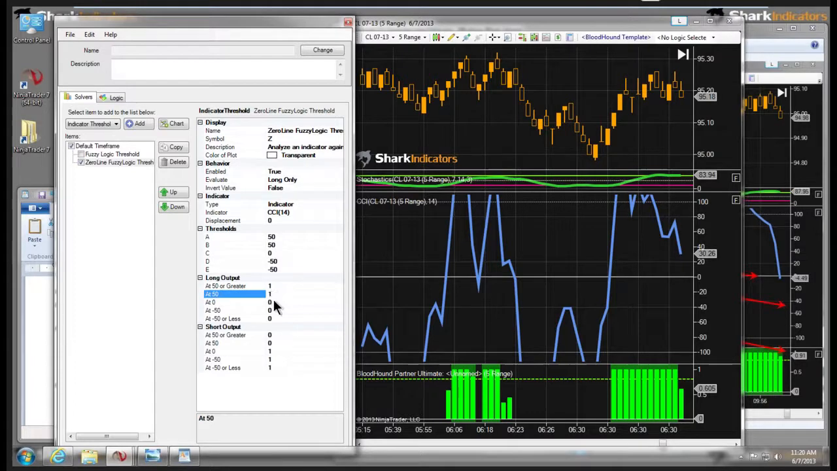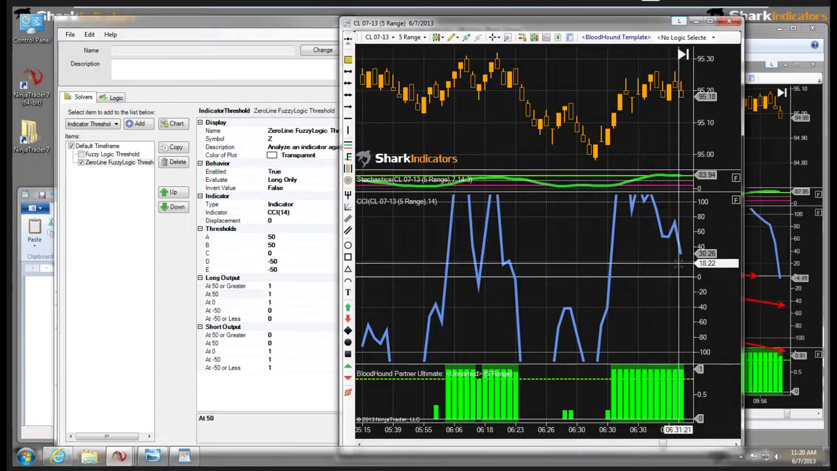And if we look at our output, when we're at 50, we get a 1, but when we're at 0, we want a 0% output. So the closer our indicator gets to 0, the long output's going to be 0. So I forgot to put a 1 here. So we put a 1 there. Now we're getting the expected output. So the CCI is above the 0 line, and we get a 100% output on the confidence.